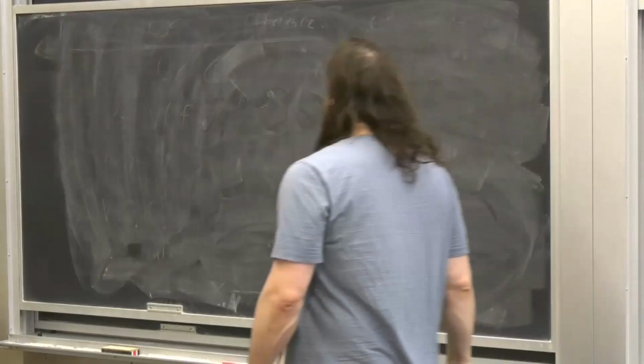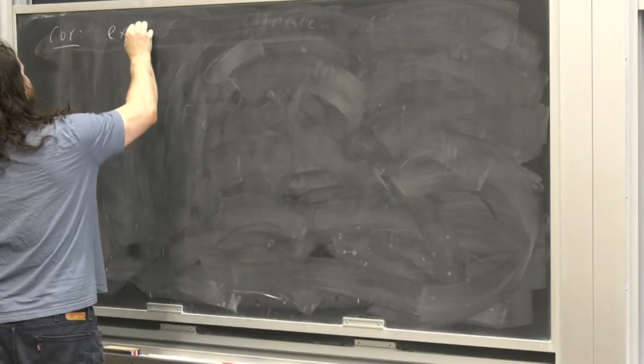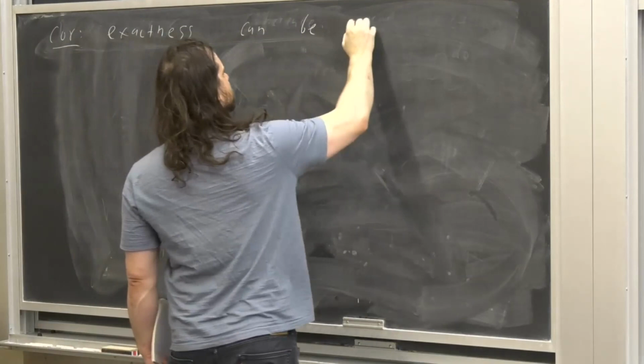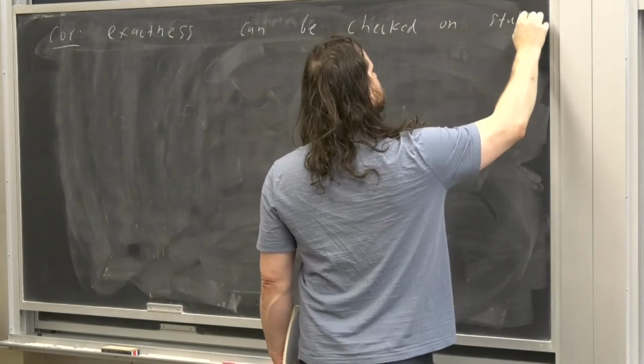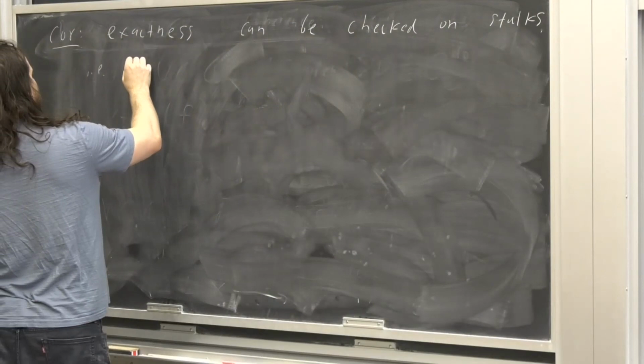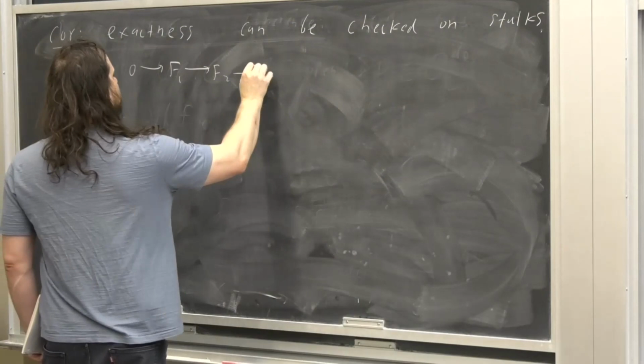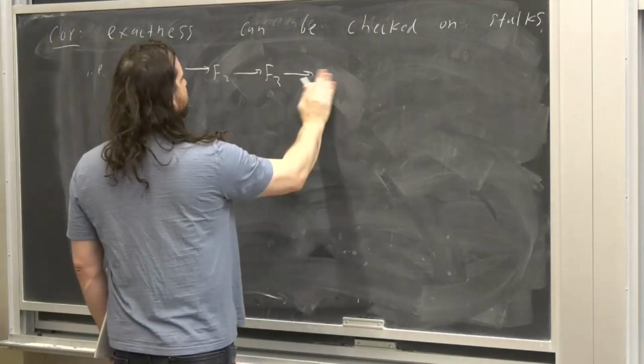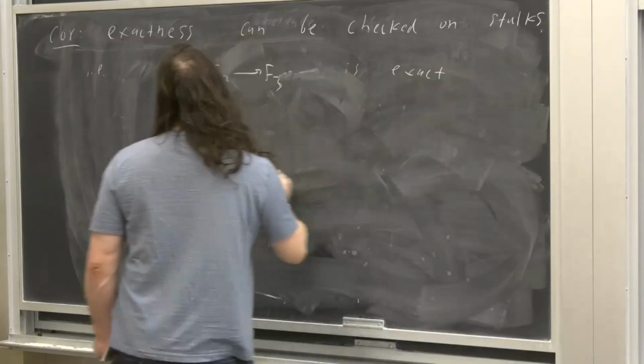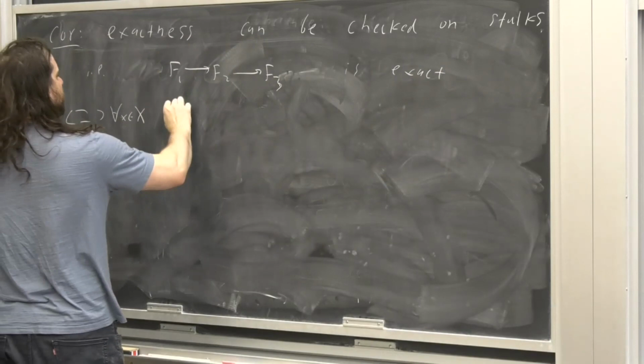And as a corollary, exactness, I'm not going to prove this, it's the same proof, exactness can be checked on stalks for coherent sheaves. I.e., if you have a short exact complex F_1, F_2, F_3, with 0 on both ends, if you have a sequence like this of coherent sheaves, this is exact if and only if for all closed points, the corresponding sequence of stalks is exact.